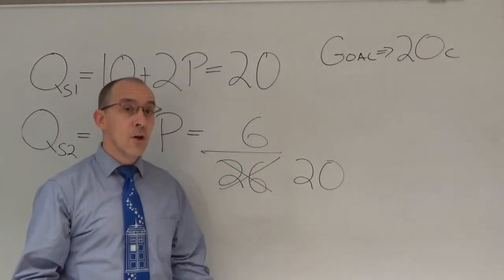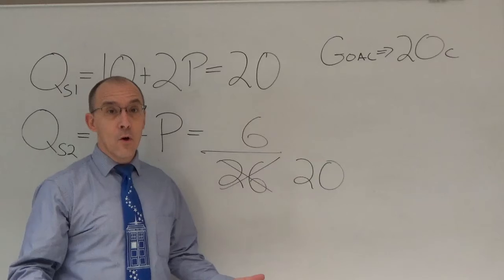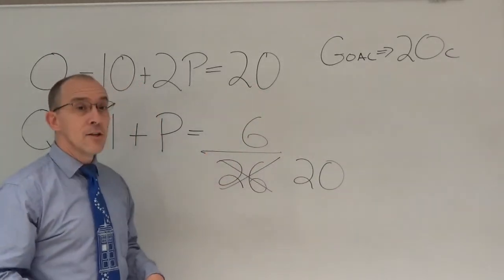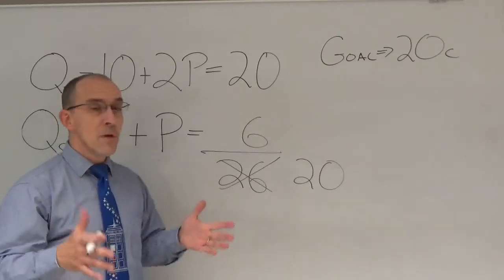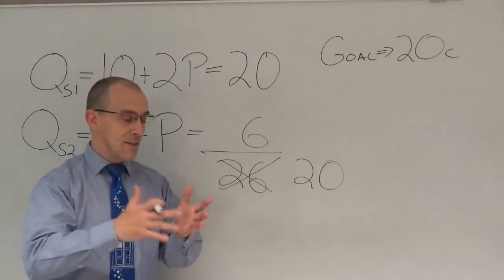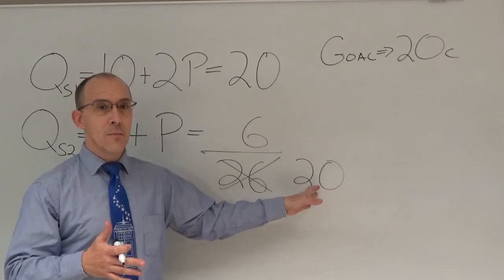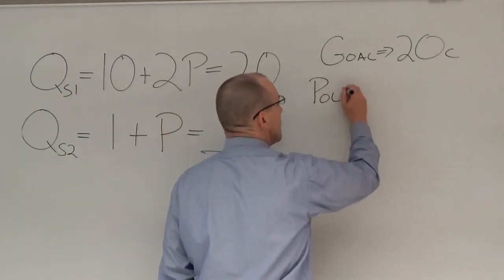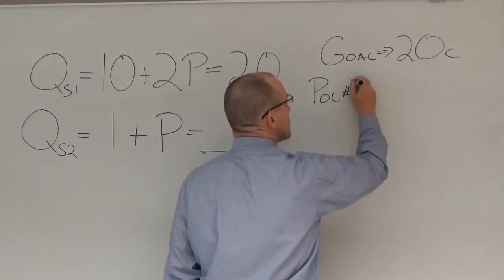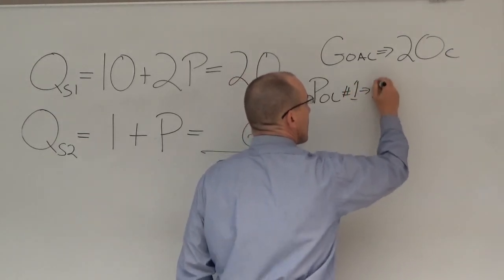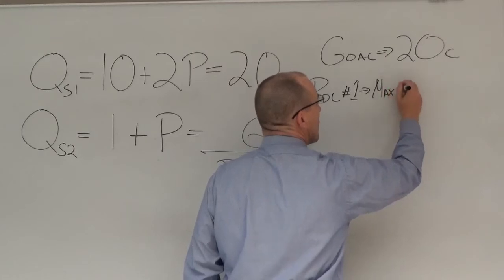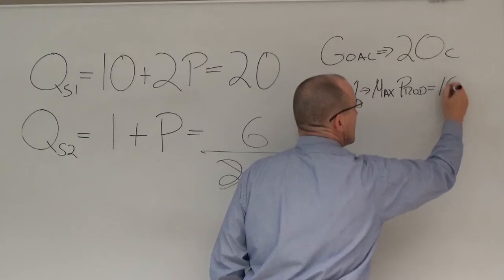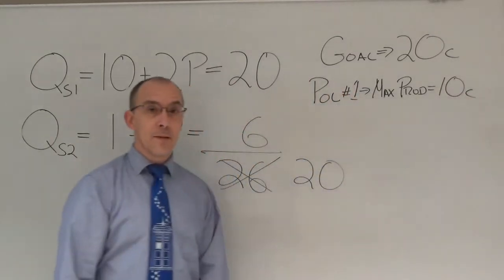The first would be through having a quota. We could have a policy that limits each company to producing only 10. That seems like a fair policy. It's equal, we'll split it down the middle. So policy number 1: max production equals 10 chandeliers for each company.